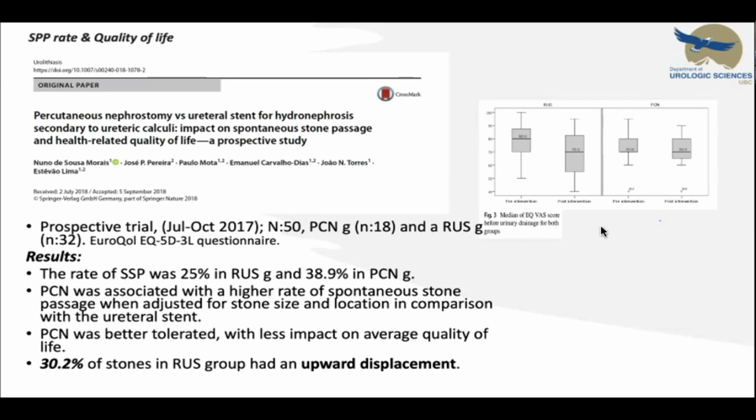We see here the VAS score, Visual Analog Scale score. No significant difference was found in the median value between the two groups pre-intervention. However, there was a significant difference in the median value before and after urinary diversion in stent group, as we see here.